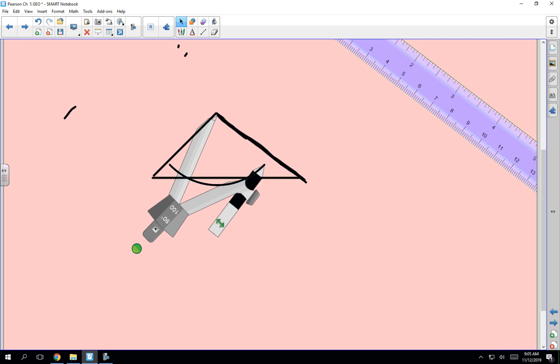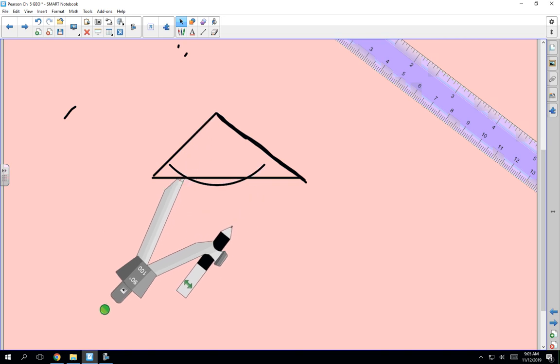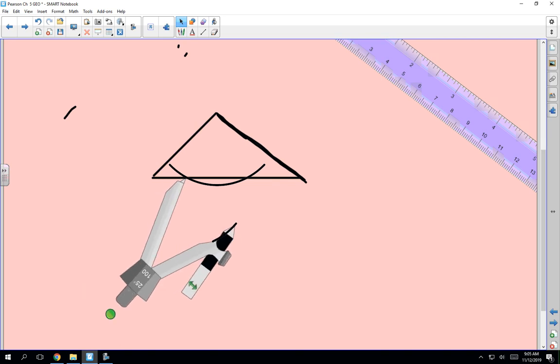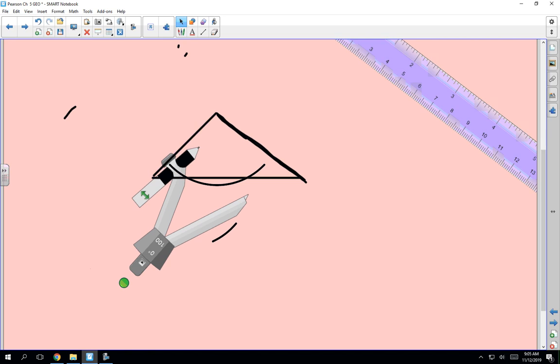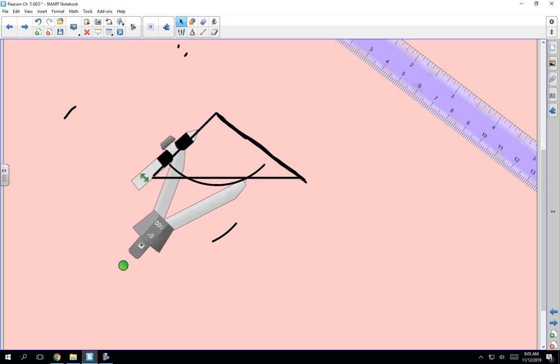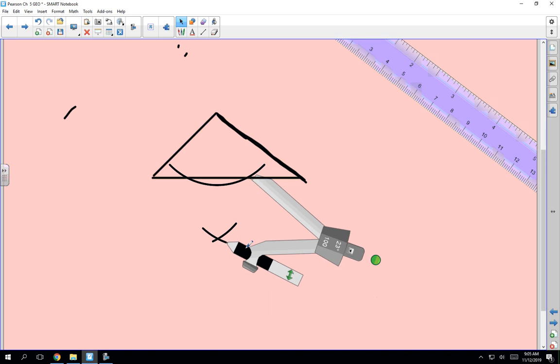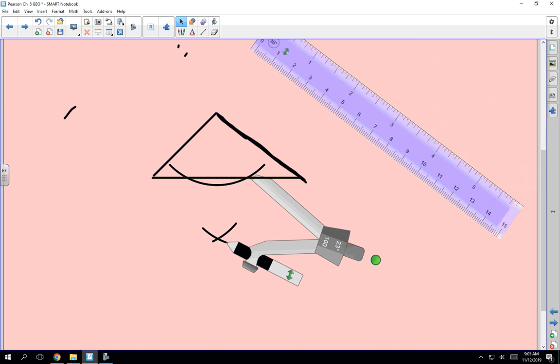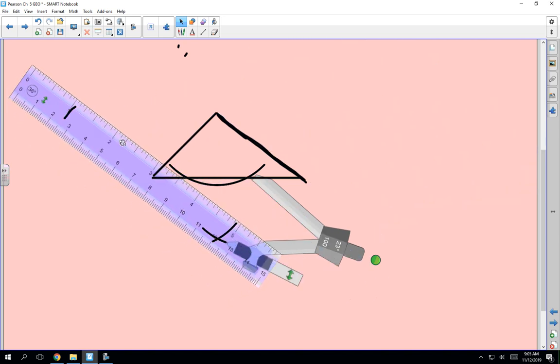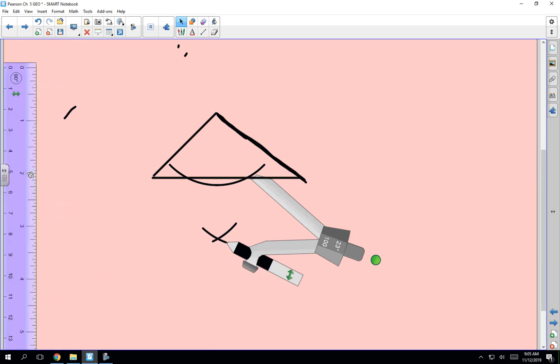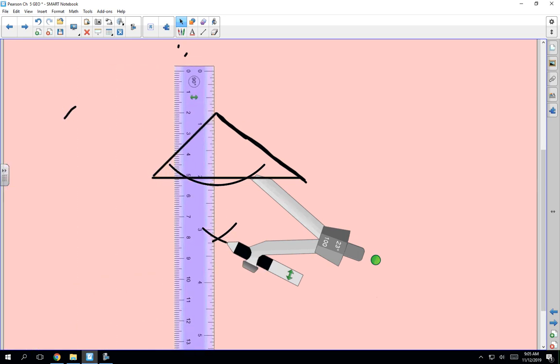So I swung an arc from here, hit it at two places, and then go down to each of these two places where the smile intersects the line segment as best you can. Swing an arc down here, go to the other side, and swing an arc to intersect that arc. Just barely going to intersect. And then if you take your straight edge and connect through to the vertex that we started with, you should have an altitude.